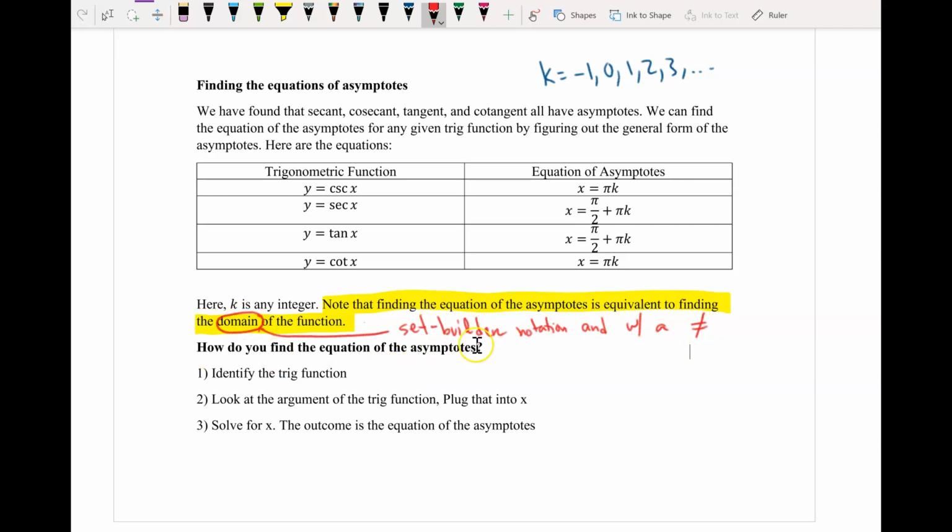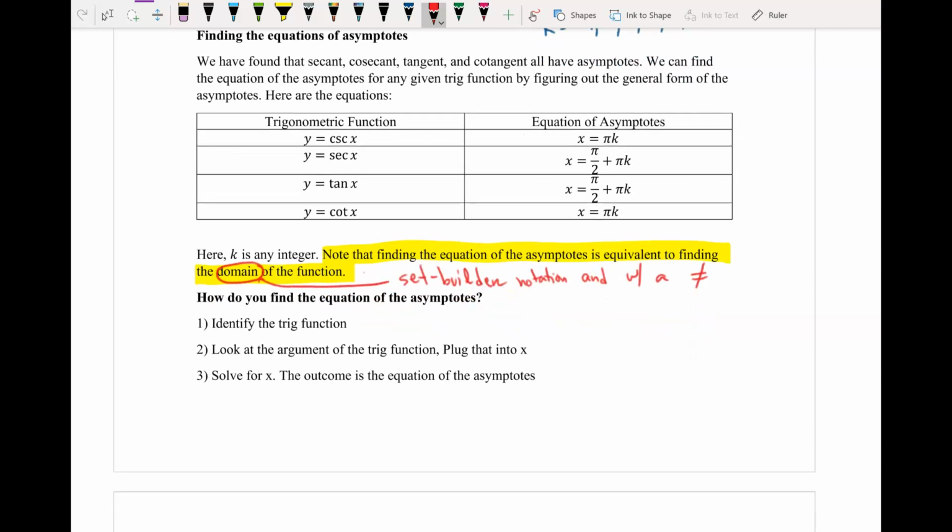All right, so how would you find the equation of the asymptotes if something was really complicated? So first we want to identify the trig function, so figure out which trig function this is. We're gonna look at the argument, whatever's inside the x value, and plug that thing into this x, solve for x, and the outcome will be the equation of the asymptotes. Okay, so it's actually a really easy process. One way that I remember them is that I can see that the c's, y equals cosecant and y equals cotangent, they have the same exact asymptotes, x equals pi k. And the ones I don't have that are very different from each other, they have the pi over 2 plus pi k. So that's a really good way to kind of just remember it.